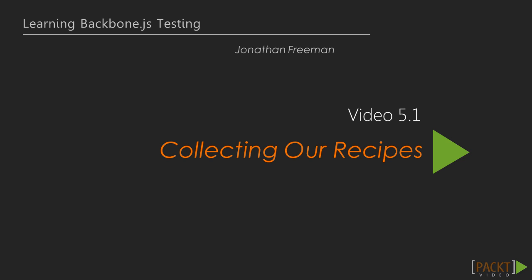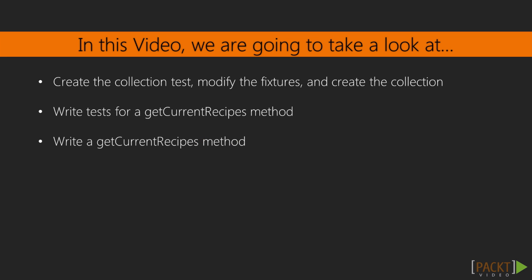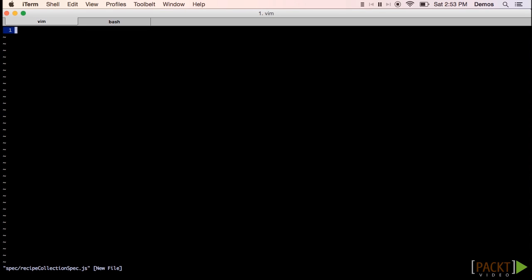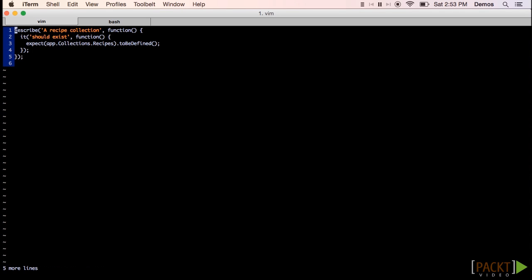We left off with a model, but we'll need to define a collection for our data structure to be complete. In this video, we'll create that collection and add a method to it, both driven by tests. This time, our tests will be run by Karma instead of having to run them ourselves. Create recipe-collection-spec.js in the spec directory and start describing a test suite. We'll first write a simple test to make sure the collection exists.